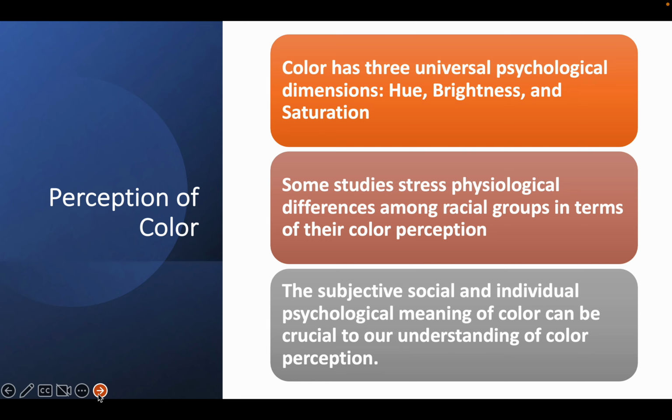Now, some studies stress the physiological differences among racial groups in terms of their color perception. According to some language-related theories of color perception, which emphasize the role of language in the identification and labeling of colors, there are some words that are linked to various units of the visible spectrum. However, all of those words don't necessarily translate into every language.